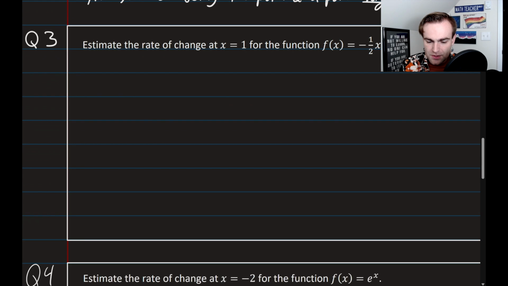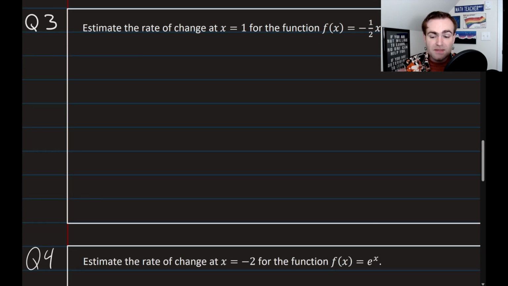So if we want to, as it says in question 3, estimate the rate of change at x equals 1 for the function f of x equals negative 1/2 x squared plus 3x minus 1/2, well, we need to figure out what the y value is for the x of 1. So we're going to do f of 1, and we'd plug that in. And when you do, you'll end up seeing that that would be a 2.